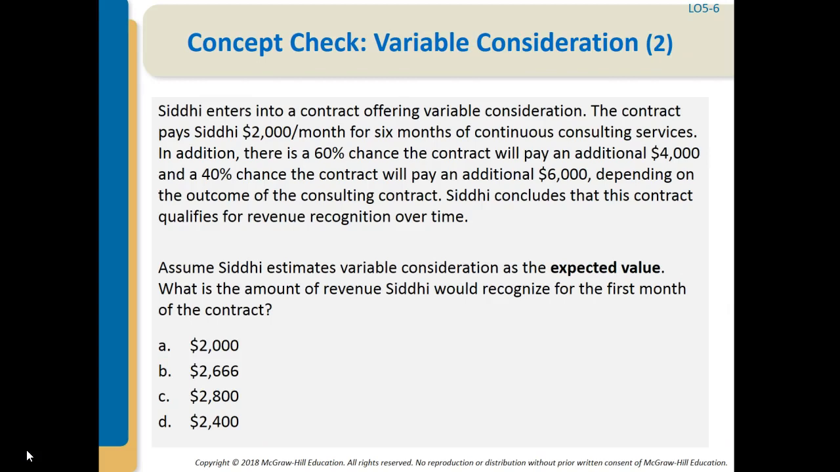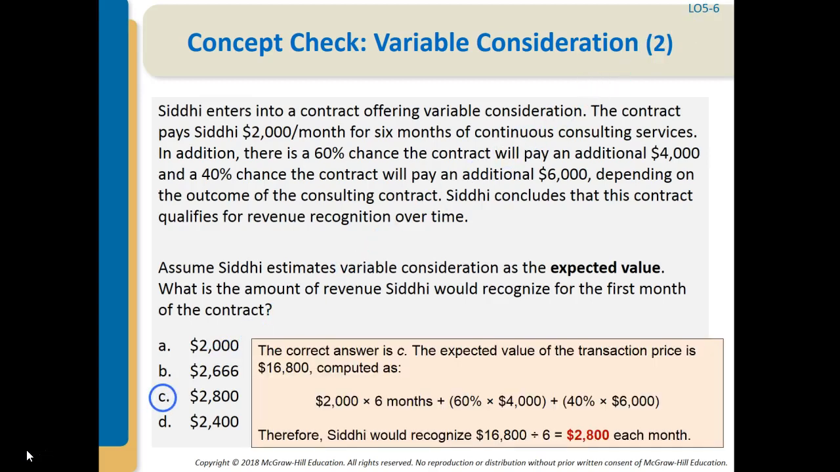Let's say Citi enters into a contract offering variable consideration. Again, same results. Citi concludes this contract qualifies for revenue recognition over time. So let's assume Citi estimates variable consideration at the expected value. What's the amount of revenue Citi would recognize then?